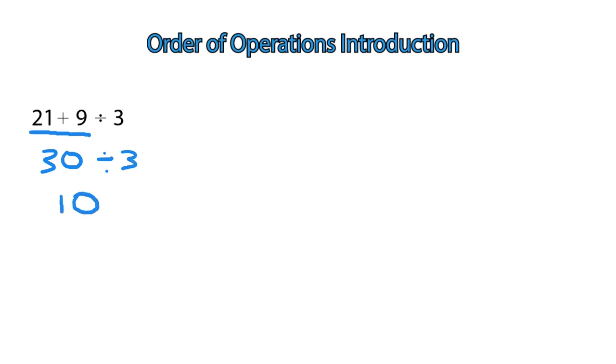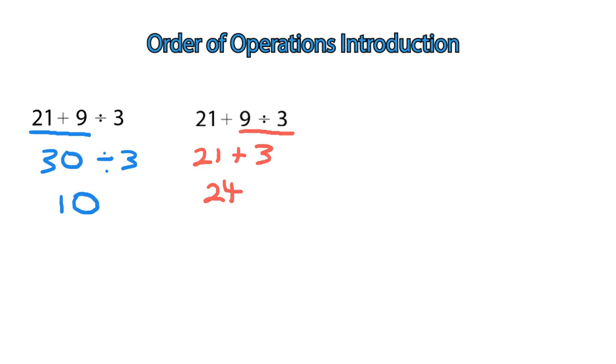So I'm going to copy the equation over to the right so that we can work on it over here. There's another way of approaching this question. We could start by doing the division first, which would be 9 divided by 3, which is 3. And then we could just add it to the 21. 21 plus 3 is 24.